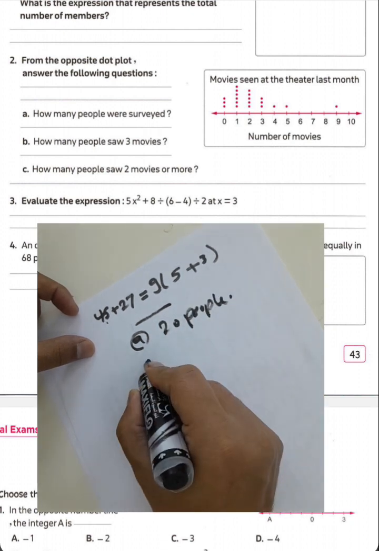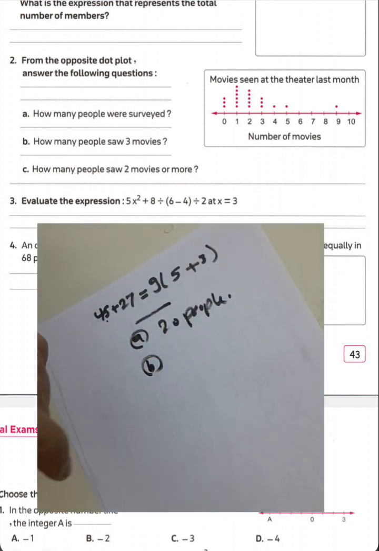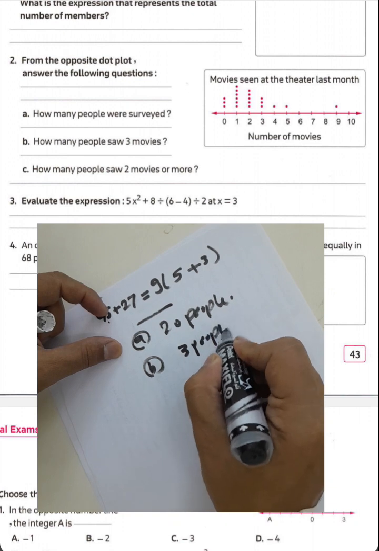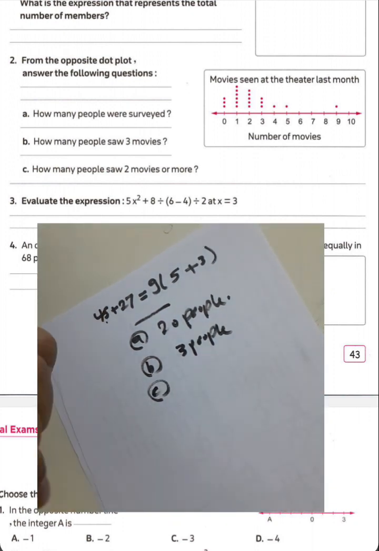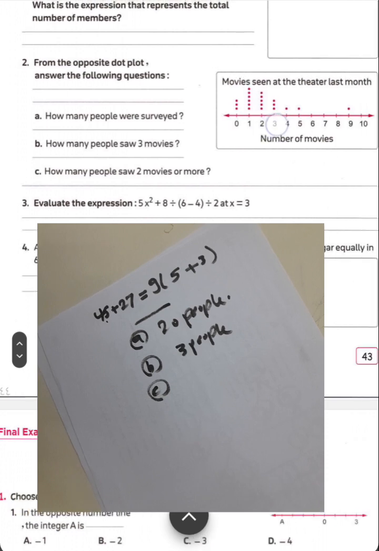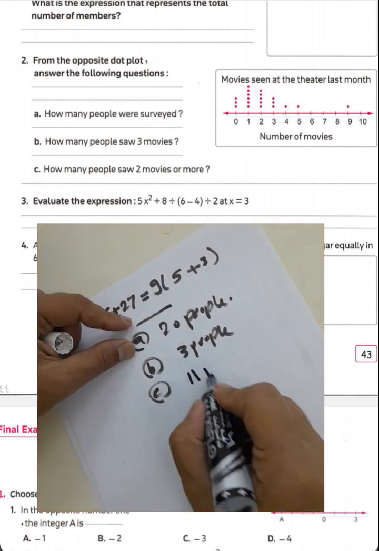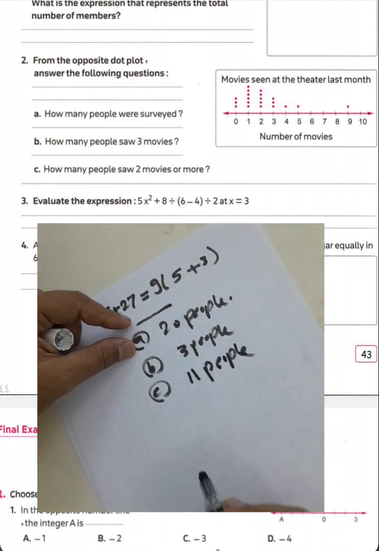Question letter B. How many people saw 3 movies? 3 movies here, it will be 3 people. Question letter C. How many people saw 2 movies or more? 2 or more, we must add all the numbers from 2 to the right-hand side. Count with me here: 1, 2, 3, 4, 5, 6, 7, 8, 9, 10, 11. So we have 11 people.